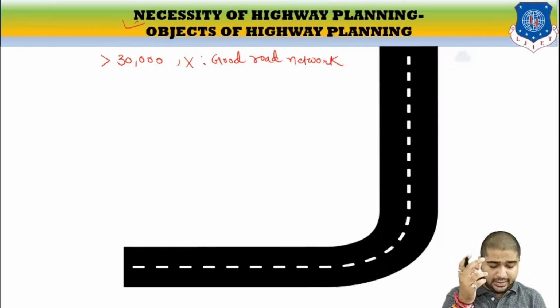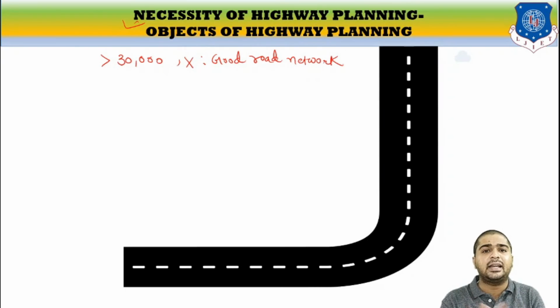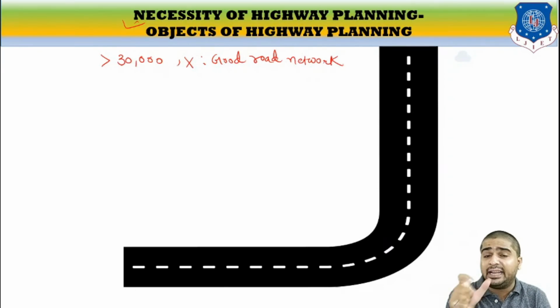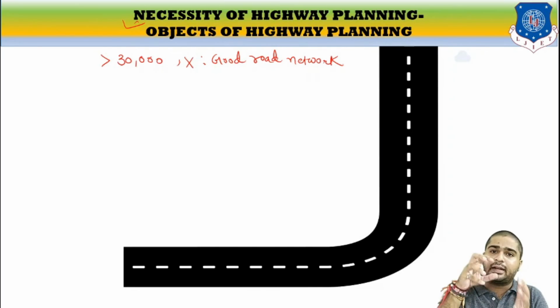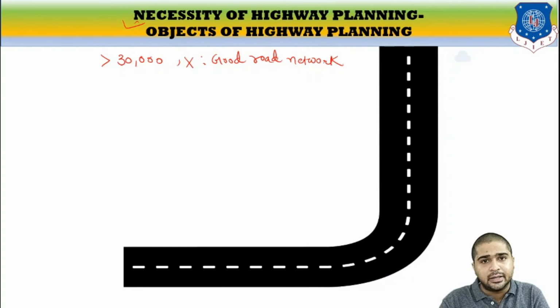The deficiency in road development has contributed greatly to the agricultural, commercial and industrial sectors. It means if the villages are not connected properly with other cities, villages or towns through a good road network, then the agricultural products, commercial products and vegetable products will not be able to get transported from one place to another. And ultimately, the economy of our country will be deficient. So we need to have proper highway planning for that.